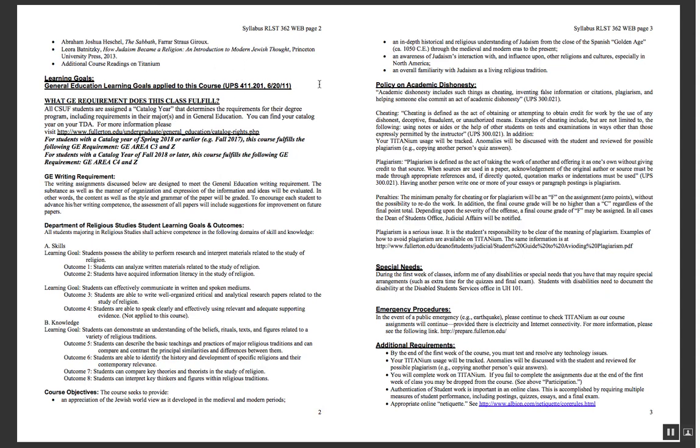As far as the readings go, it's not light reading, but I try not to get too excessive either. This is a 3-credit course, and there is a certain amount of reading that should come along with a 3-credit course. So there will be readings that you have to do each week. Some will be lighter, some will be a little bit heavier and more dense in certain weeks, but it's all doable.